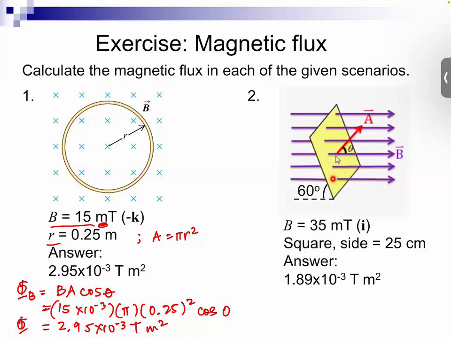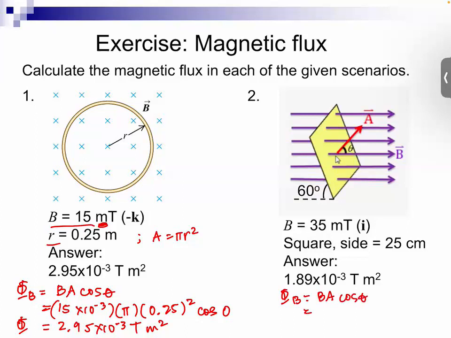Right, in this second scenario, you have the surface that is at an angle theta. The angle that's given is measured relative to the horizontal. So again, you have flux is equal to BA cosine theta.